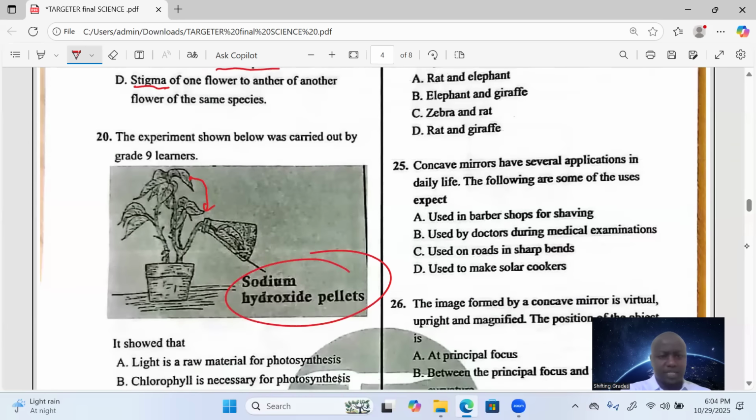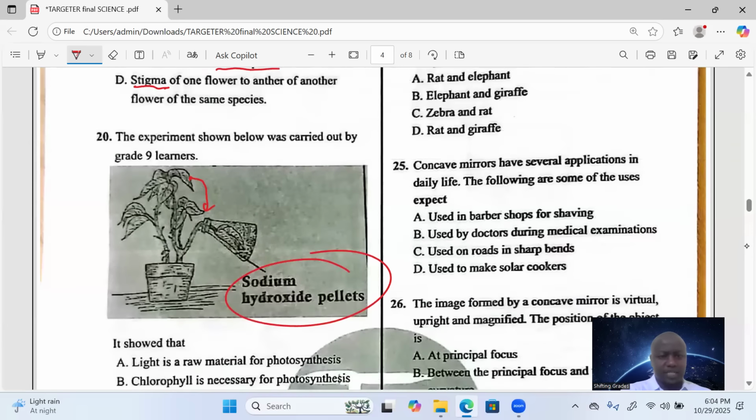Look at 26. Now, the image formed by a concave mirror is virtual. Look at that. It's virtual, upright, and magnified. The position of the object is. Now, I want us, instead of just answering that, to try and see.